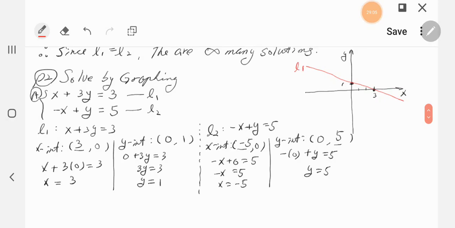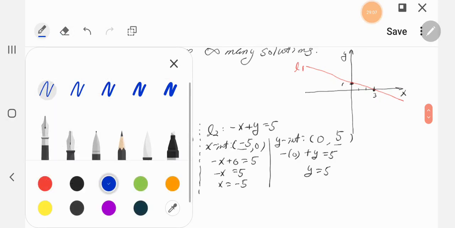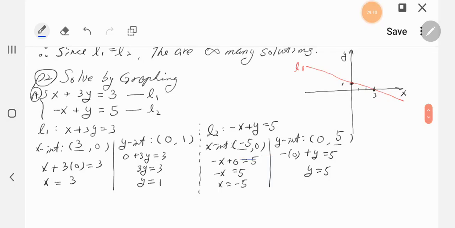Okay, line 2. Let's use blue color for line 2. For line 2, the x-intercept is negative 5, 0. So negative 1, negative 2, negative 3, negative 4, negative 5. Okay, this is not accurate. Negative 5 should be a little bit closer to this. Okay, that's the x-intercept. The y-intercept is x equals 0, y is 5. So 1, 2, 3, 4, 5. Okay, connect.